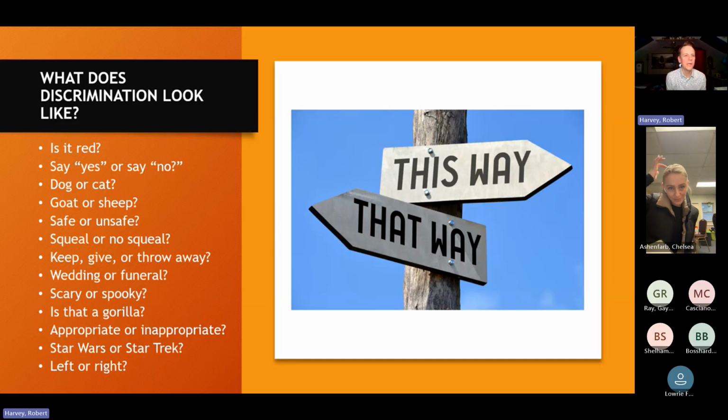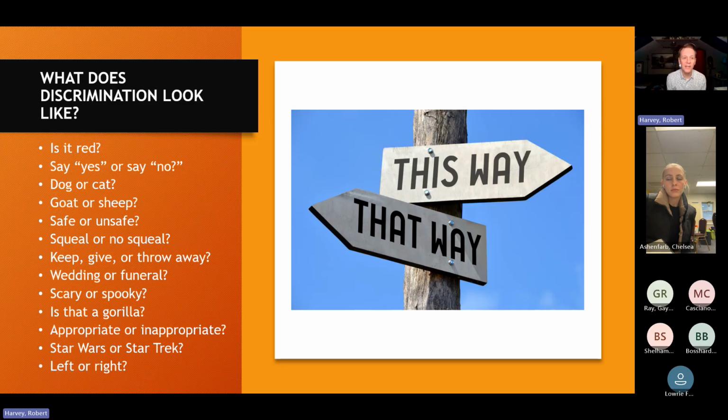All right, so what does discrimination look like? Determining if something is red. Is it red? Yes, no. Okay, saying yes or no. Determining if it's a dog or a cat. A pretty easy discrimination, a pretty early discrimination. Goat or sheep. A pretty difficult discrimination, one that most people cannot do. In fact, even as a farm boy who once again lives on a farm, I could not in every case tell you whether something's a goat or sheep, because they're really minute discriminations.